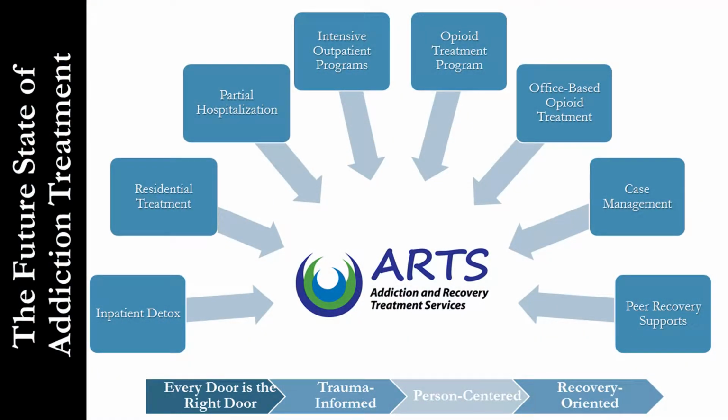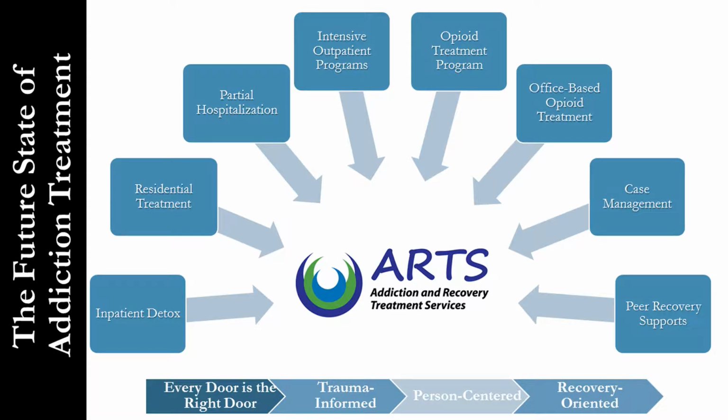Recognizing the unique challenges faced by patients and providers, in 2017, Virginia Medicaid led a transformation of its addiction treatment system called ARTS, Addiction and Recovery Treatment Services. It aimed to achieve a system that was trauma-informed, person-centered, and recovery-oriented, a system where every door was the right door. And that means meeting patients where they are through engagement with peer recovery specialists, expanding access to high-quality medication-assisted treatment, and particularly in the outpatient setting, but also in addiction treatment facilities and acute care settings, emergency departments, general medical wards. This is really the future of addiction treatment.